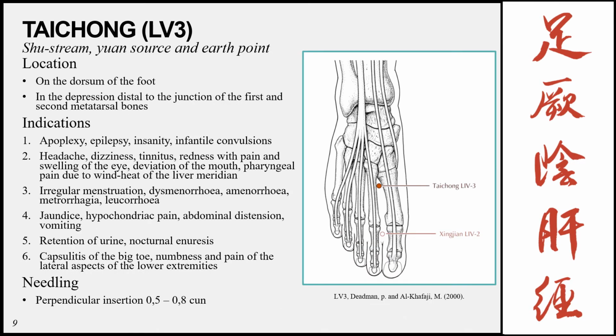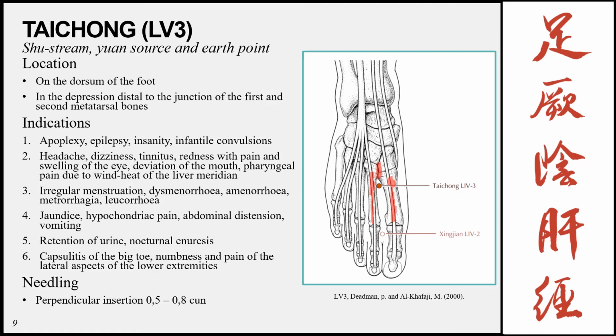The next point is Tai Chong, liver 3. So this is the Shu stream, Yuan source, and earth point of the meridian. This is located on the dorsum of the foot, in the depression distal to the junction of the first and second metatarsal bones. So here's our first metatarsal bone, and here's the second metatarsal bone. And then we go distal to the junction, so that's where they touch. Over here, we've got to be distal to this. And as you palpate downwards, you're going to feel a depression. Liver 3 is located in this depression.